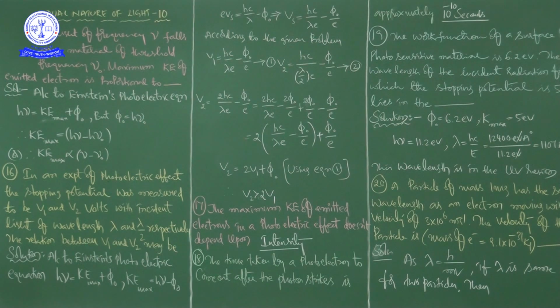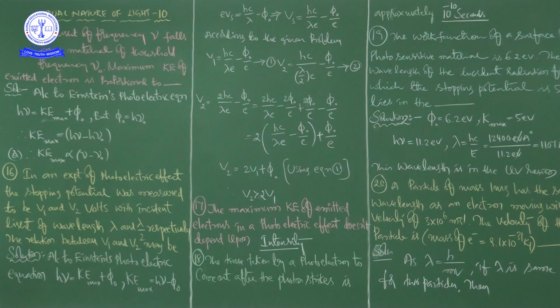So mathematically we can judge V2 is greater than 2V1. V2 is greater than 2V1. Okay, right. Next problem, that is 17th one.